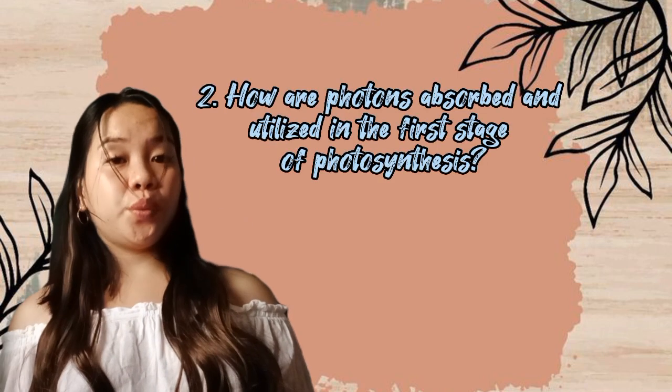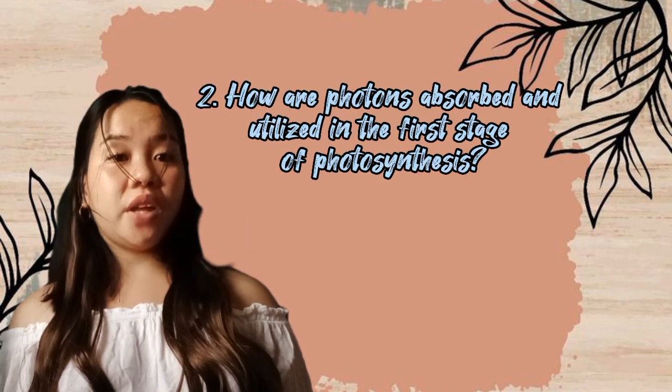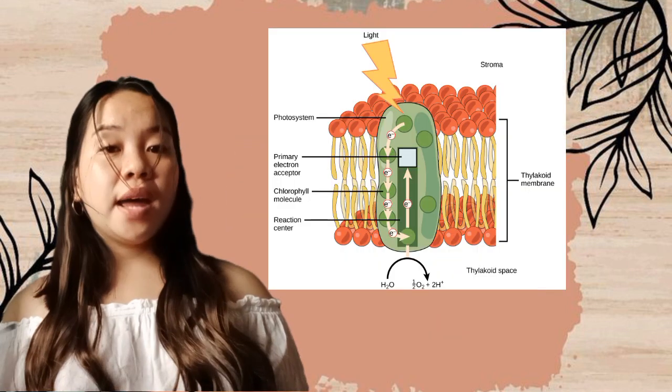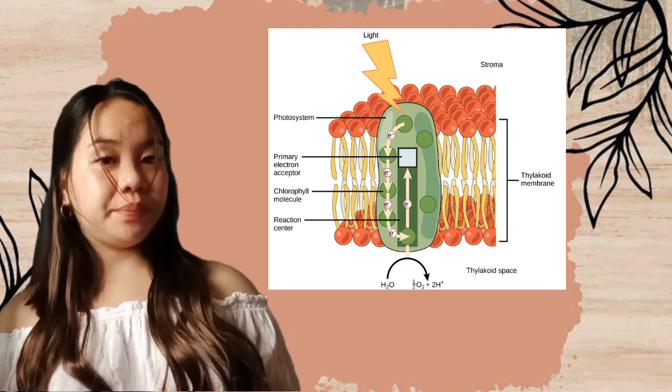So number 2, how are photons absorbed and utilized in the first stage of photosynthesis? A photon of light energy travels until it reaches a molecule of chlorophyll. The photon causes an electron in the chlorophyll to become excited. The energy given to the electron allows it to break free from an atom of the chlorophyll molecule. Chlorophyll is therefore said to donate an electron. So now let's see the example picture.